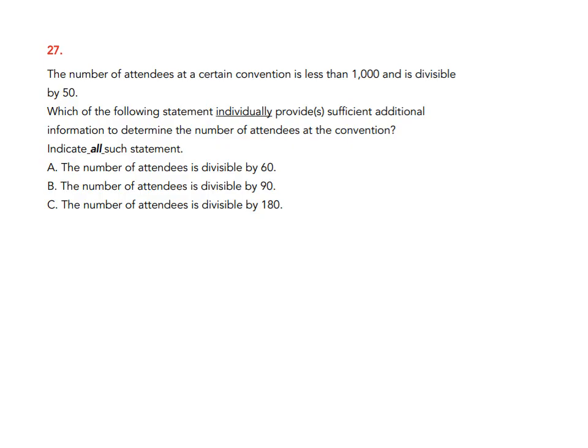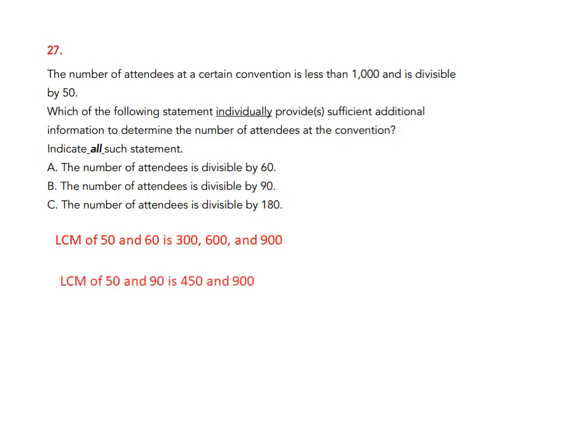Let us take the least common multiple. So what is the LCM of 50 and 60? We'll get 300. We can get 600 also, that is a multiple of 300: 300 multiplied by 2, 300 multiplied by 3. We can get 900 also. So we get three numbers that are less than 1000. So option A is not sufficient to determine the number of attendees.